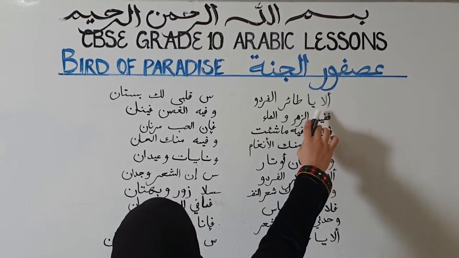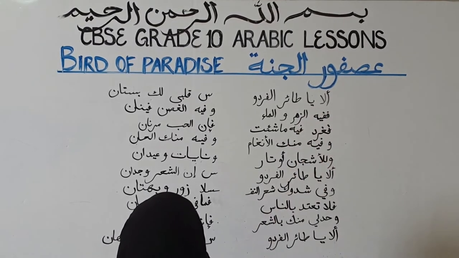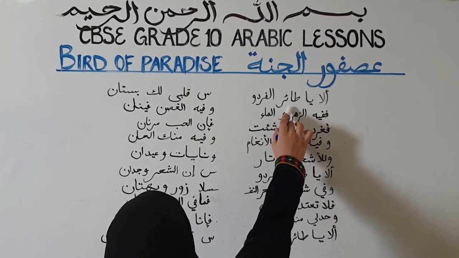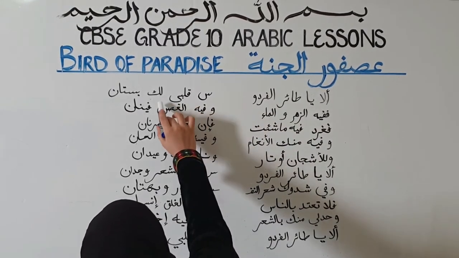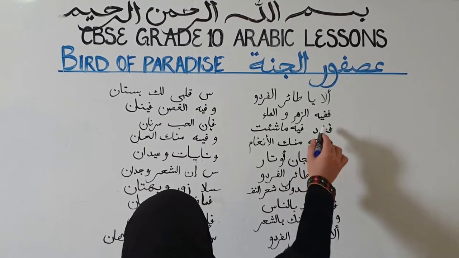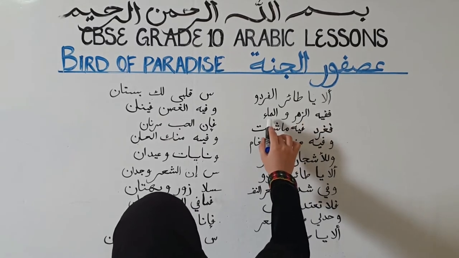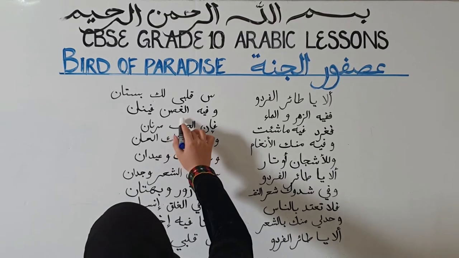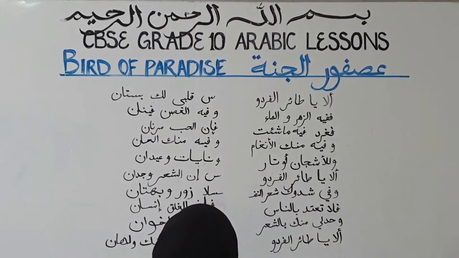Ala ya ta'ir means he is calling. Ala, together with ya, is harful nida, used for calling a person when talking to them. Ta'ir means bird. Al firdausi, paradise. Qalbi, my heart. Lak, for you. Bustan is a garden for you. ففيه الزهور, in it there are flowers, والماء, and water. وفيه, and in it, الغصن, branches, فينان, spreaded or very dense ones.